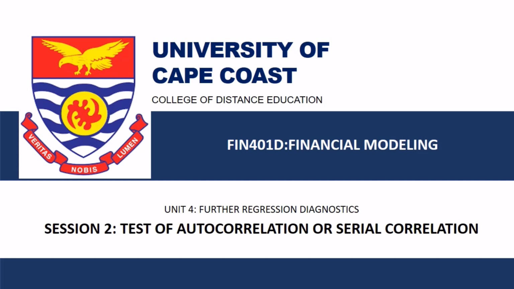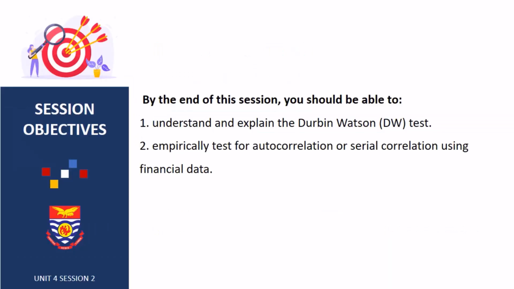In this session, we are going to continue with our test of autocorrelation or serial correlation, and here we are going to focus on a formal test other than using a simple plot. So by the end of this session, you should be able to understand and explain the Durbin-Watson test, and also empirically test for autocorrelation or serial correlation using financial data.